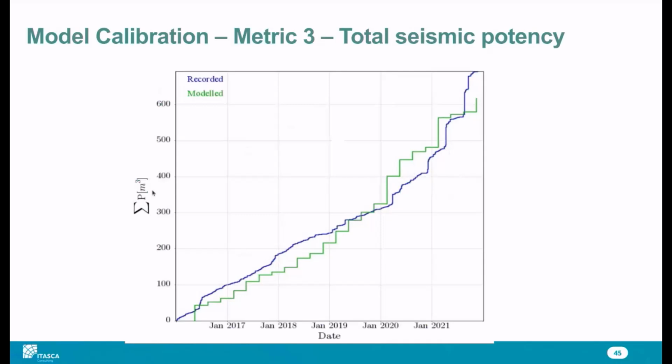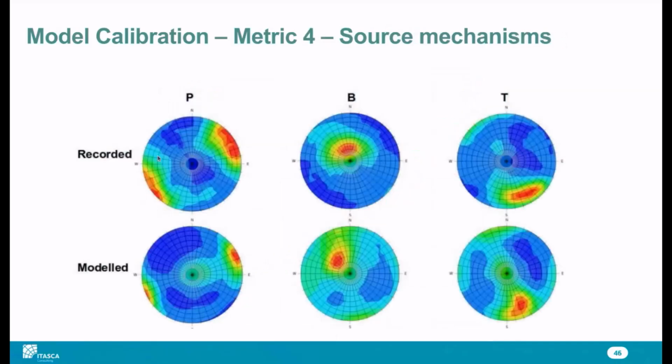I also said one of the metrics is looking at the total seismic potency that the model produces in various areas. In this particular example, in that lower area of the mine, the blue again is the total seismic potency for that lower area of the mine using the real seismic data, and the green is the total seismic potency from the modeled seismic events. And again, my model forecasted roughly about 600 cubic meters of seismic potency, and it agrees very well with the slightly higher than 600 cubic meters of observed seismic potency.